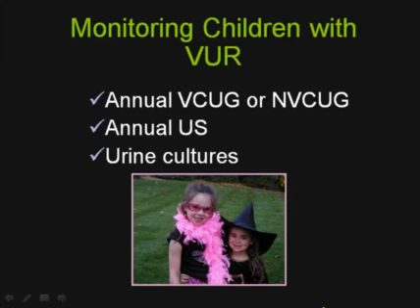Now, in terms of monitoring the children who have been diagnosed with urinary tract infection and who have vesicoureteral reflux, they will have an annual VCUG or nuclear VCUG, as well as an annual ultrasound. The VCUG to see whether the grade of reflux has increased, decreased, or the reflux has resolved.